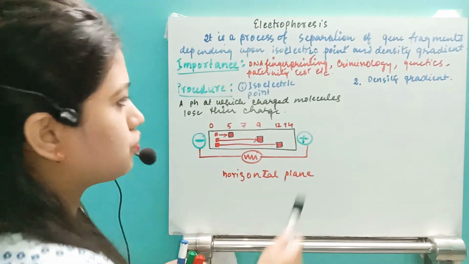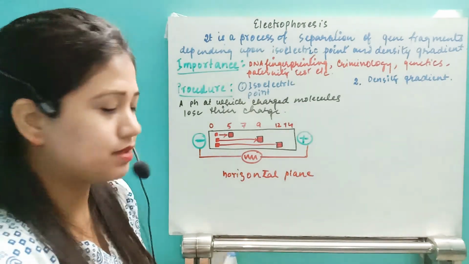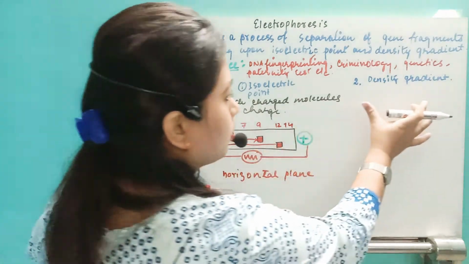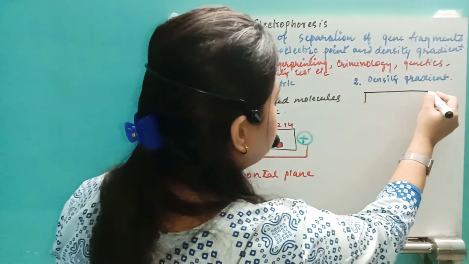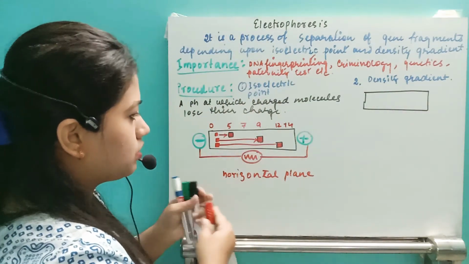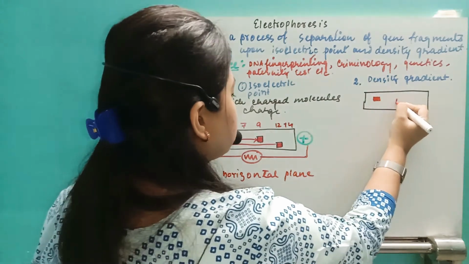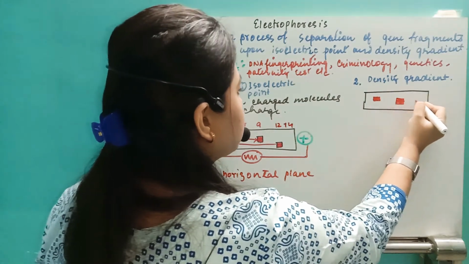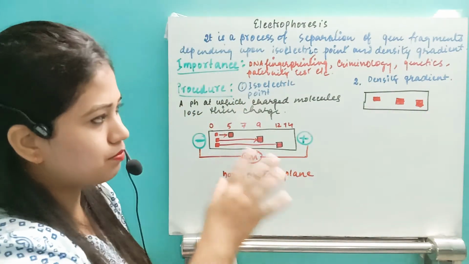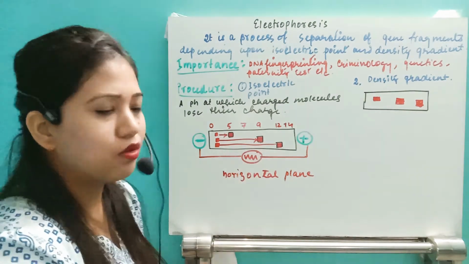Now suppose we have to separate the gene fragments depending upon their weight. Then we use a density gradient. We take the whole plate. The gene fragments are present here at pH 5, suppose, this at pH 9, and this at pH 12. So the gene fragments are present in different locations.